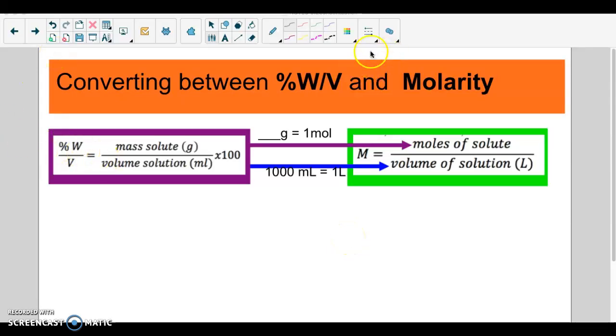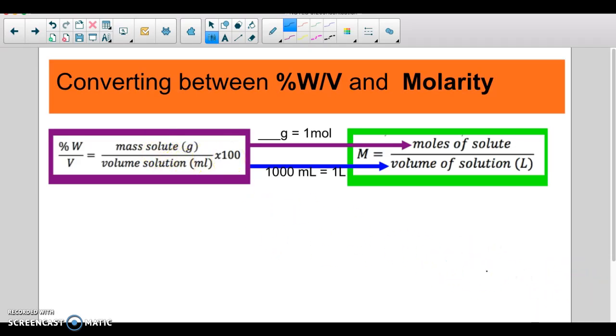Okay, guys, this is a recording to show you that now that we know how to do percent weight volume and molarity, there are some problems that tie the two together. When we look at the equations, they're similar. They're both ways of expressing concentration. They both have solute on the top, but one is mass and one is moles, and then they both have volume of the solution on the bottom, but in different units.